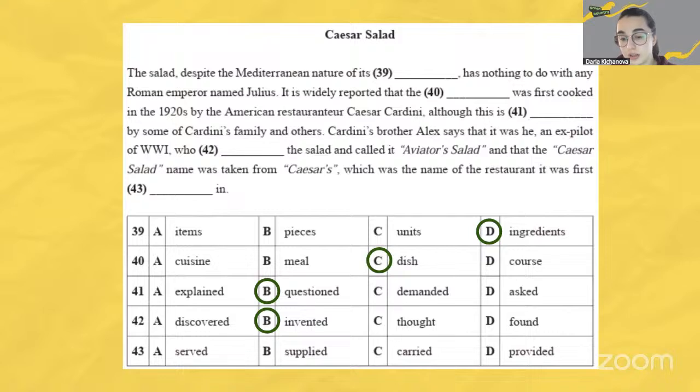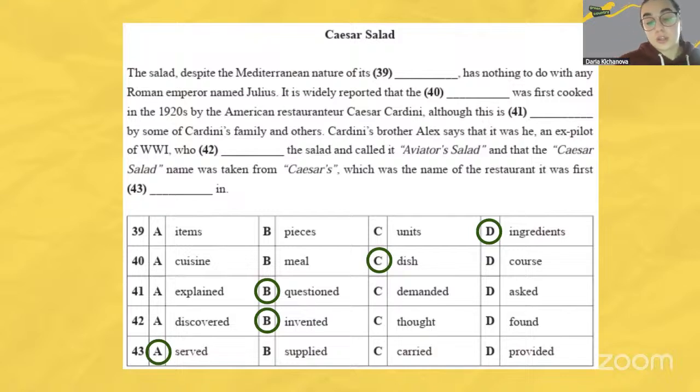Supplied, we can't say because we don't have such a word for dish. Carried, the same. We don't move it anywhere. We don't carry it. Provide, maybe, but we would need to say provided with at least, not in. So we are talking about a dish, yes, and we need to use served because it is served in this restaurant.